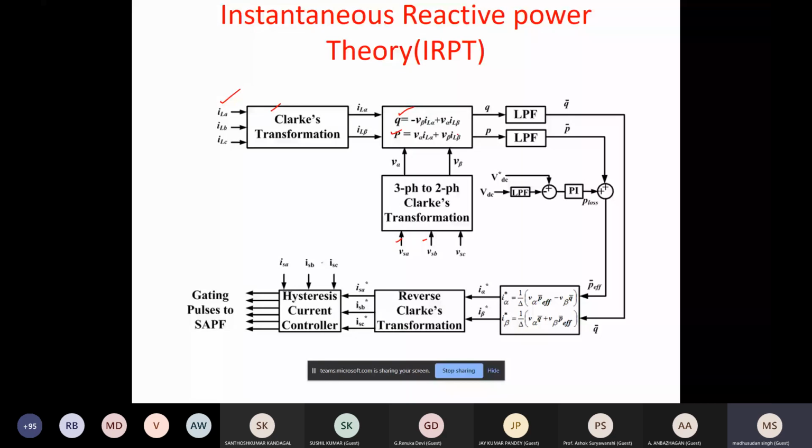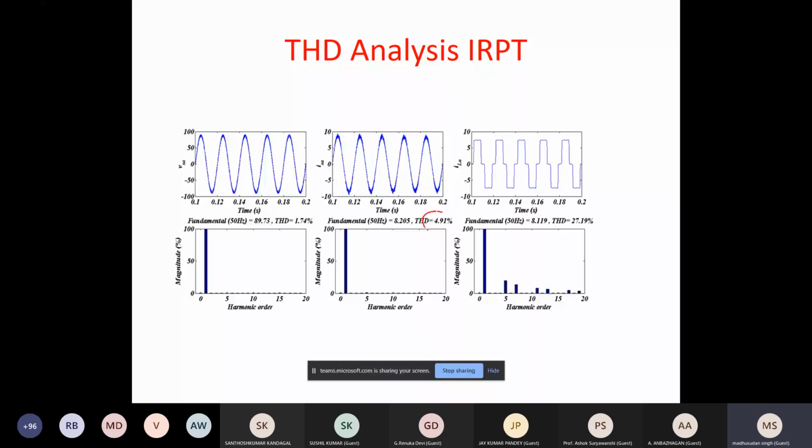If you pass this through a low-pass filter, you get their average values, and further you can add the DC link voltage component, and finally create a reference source current, which is compared with the actual current and used to produce the gating signal for the three-phase VSC. The results are there, and you see here the THD is not reduced significantly, and it is still high compared to the other two. So for the same load and same operating conditions, which control algorithm will be effective all depends on the nature of the load.